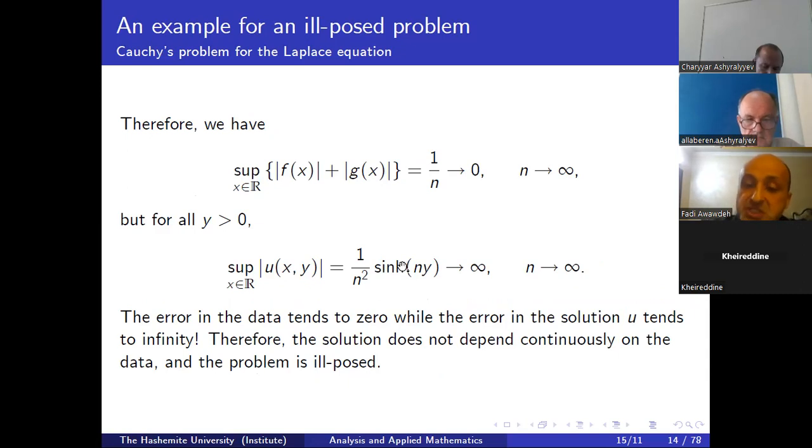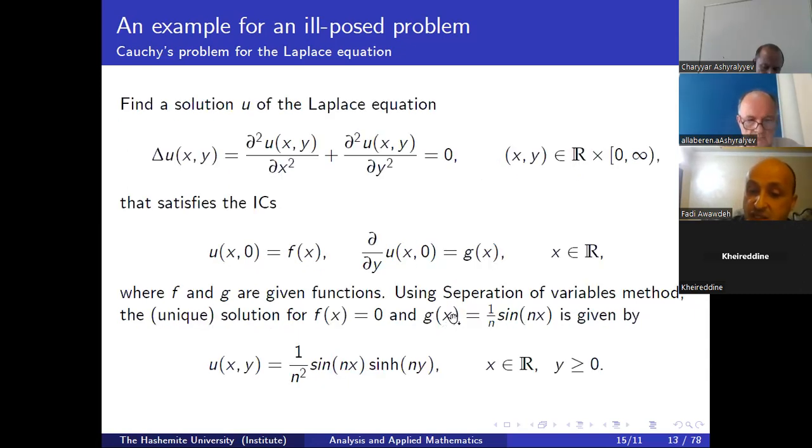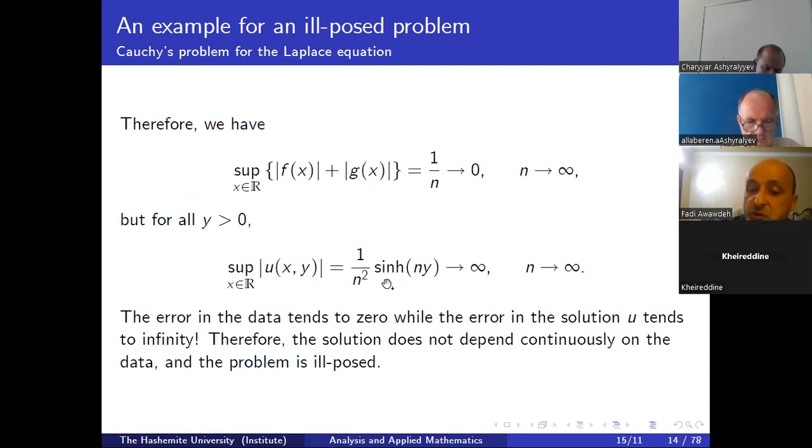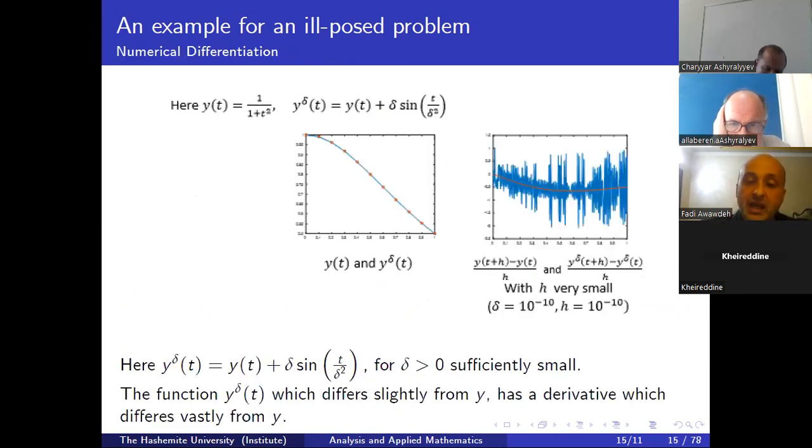which means that a small change in the input data on the function g, for example 1 over 100 or 1 over 1000, which is a small error in the measurements, will lead to a very huge error in the answer, or in the solution. So this is an ill-posed problem, because a small change in the inputs will lead to a huge change in the output answer. Another well-known example is numerical differentiation.